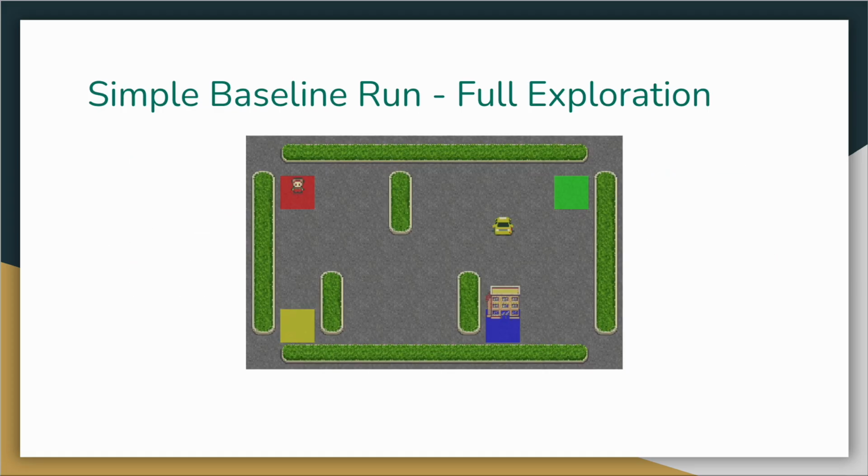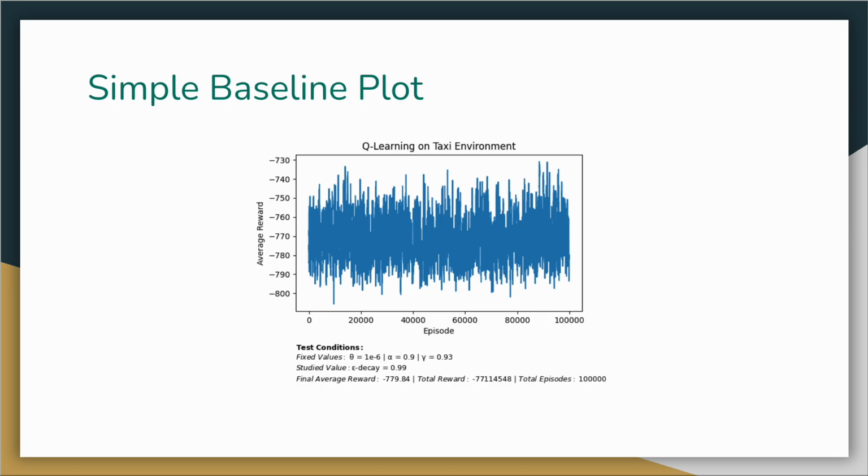So this was a simple baseline run, which was just full exploration. As you can see, this is not the type of taxi driver that you might want. So this is a baseline to compare what we're looking for in terms of how much we want to improve this. And this was the chart of that, as you can see, not very useful.